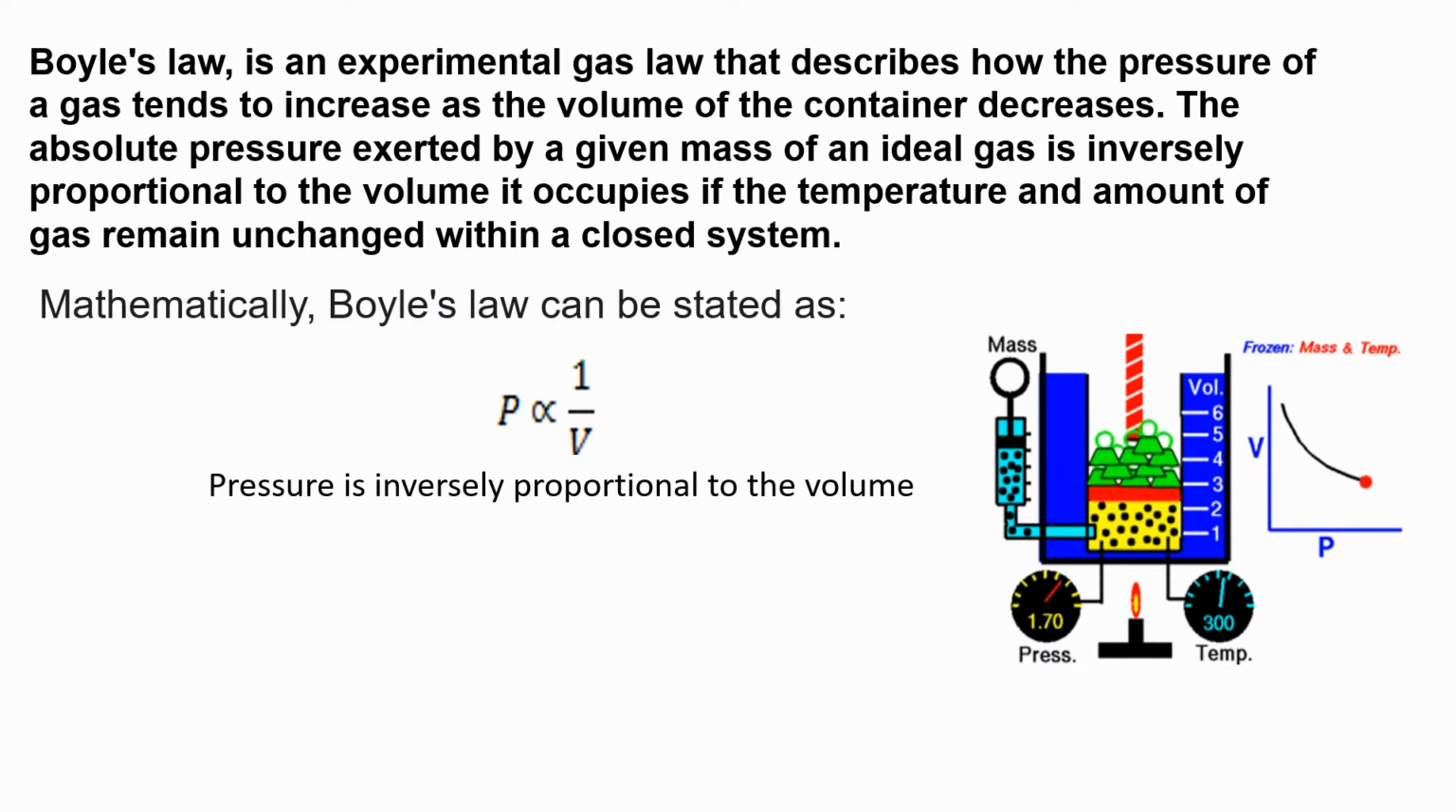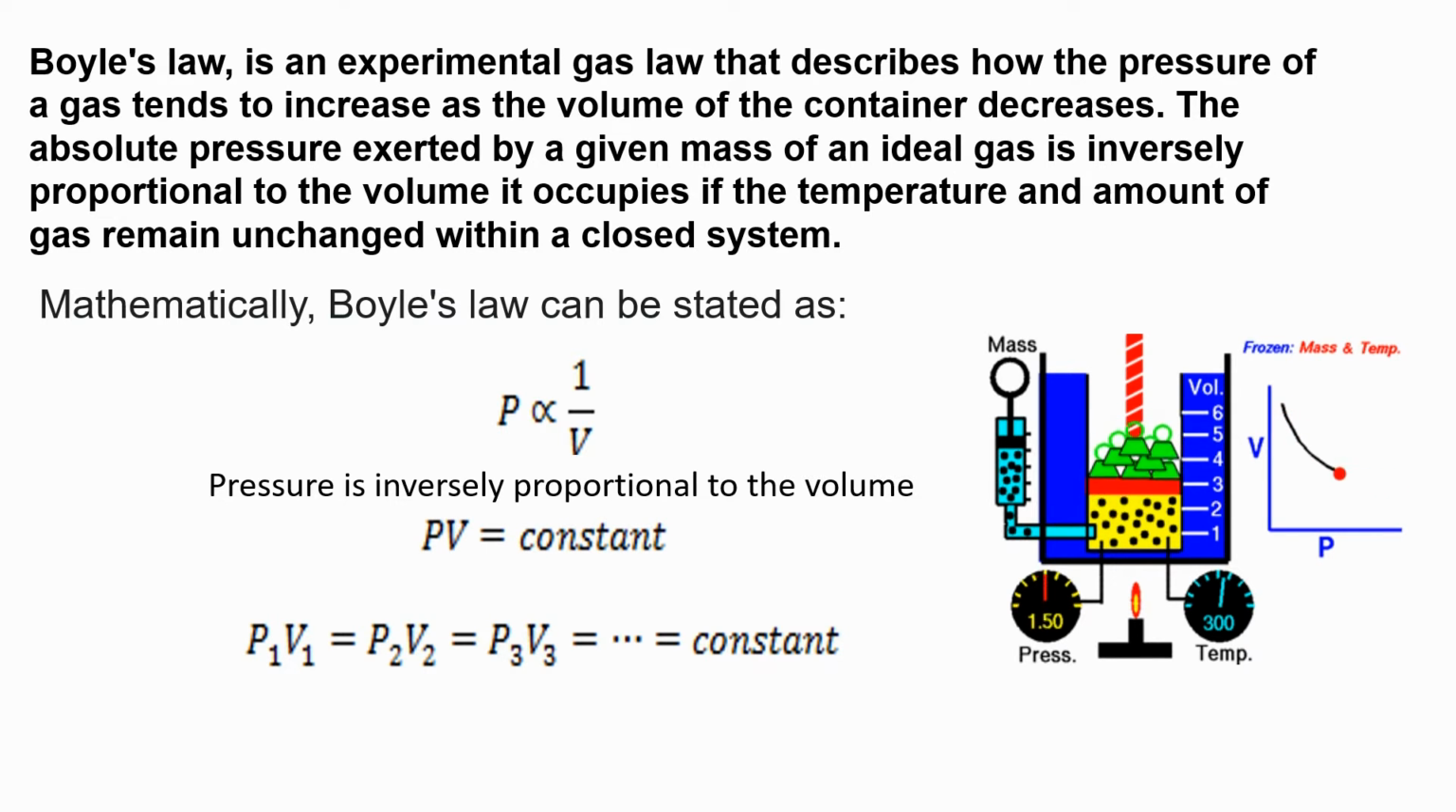Mathematically, Boyle's law can be stated as follows: P is proportional to 1 over V, or pressure is inversely proportional to the volume. We may also write P times V is equal to a constant, where P1 times V1 is equal to P2 times V2, which is equal to P3 times V3, which is equal to a constant value. This is a gas within a closed system.